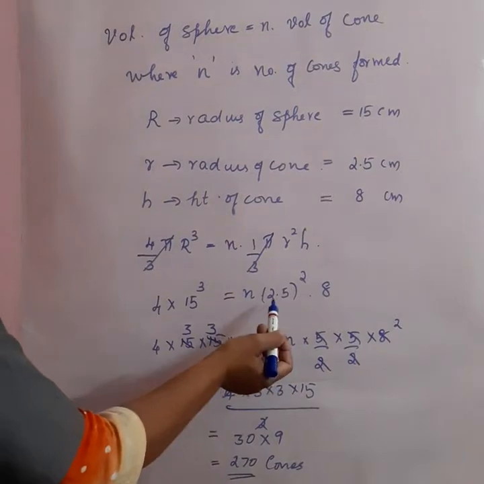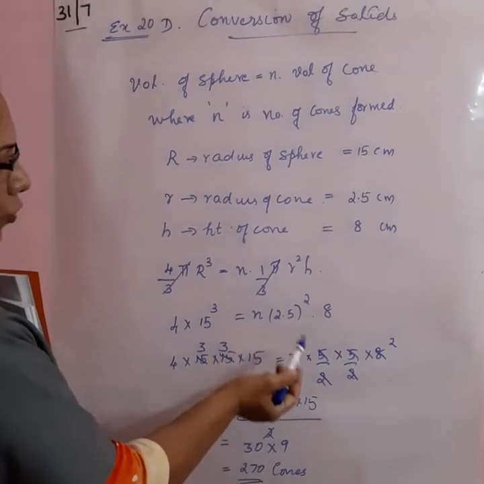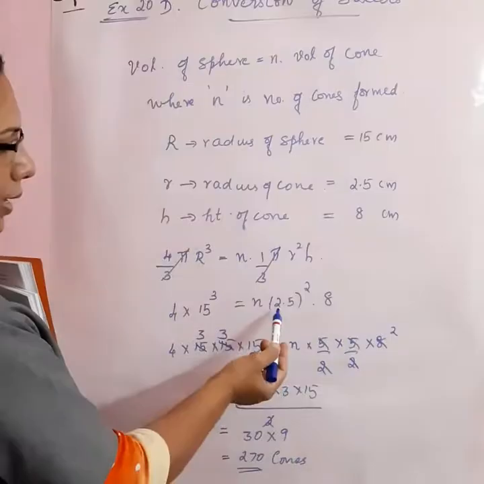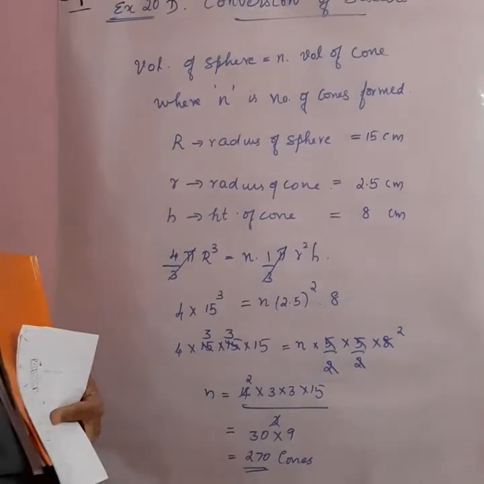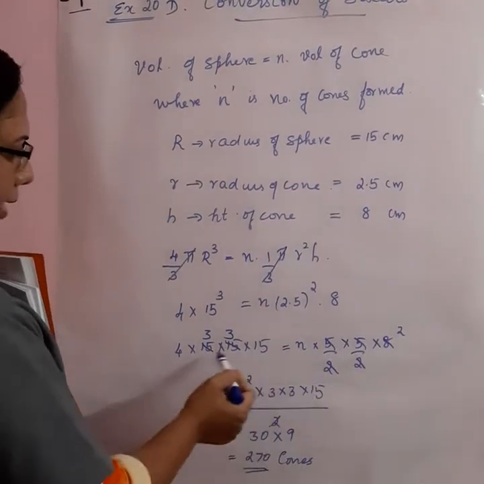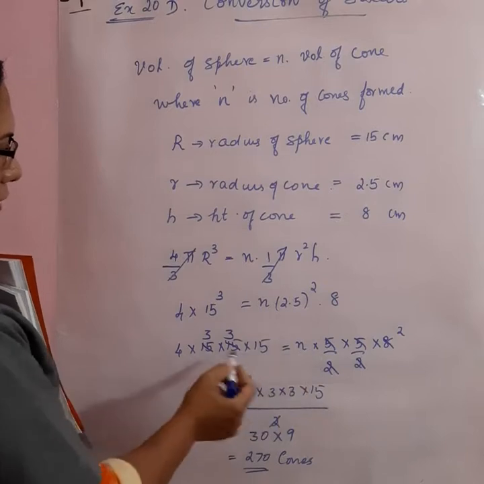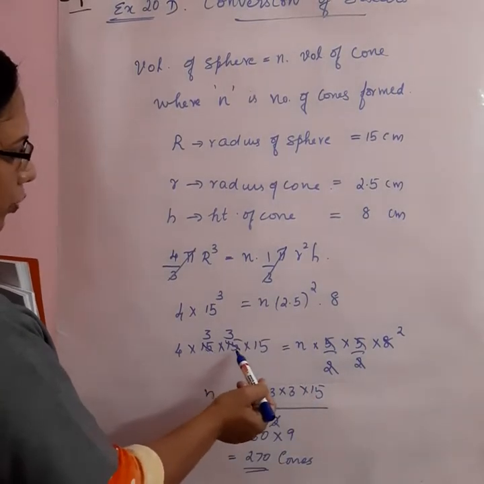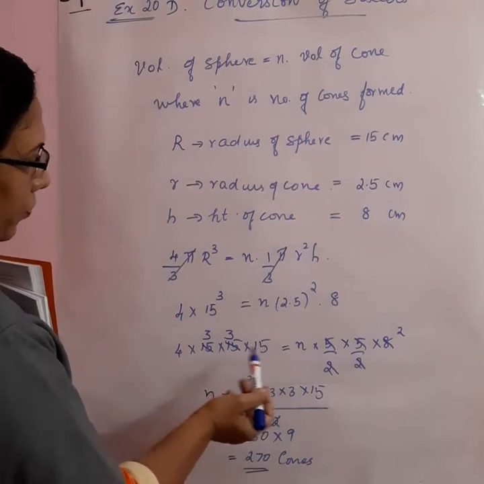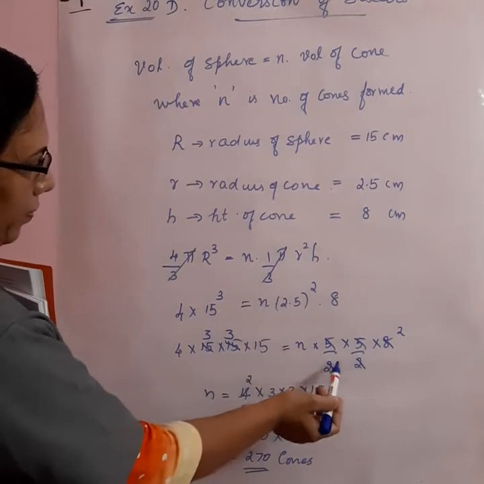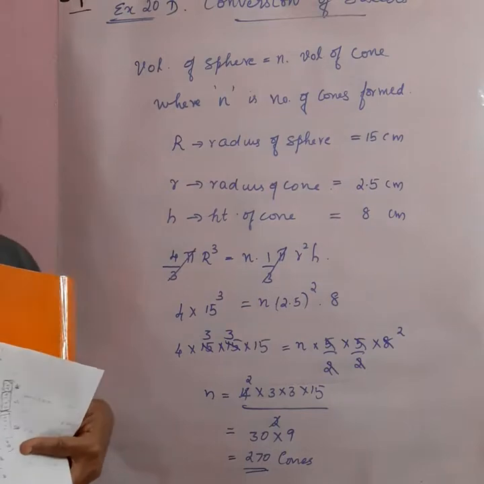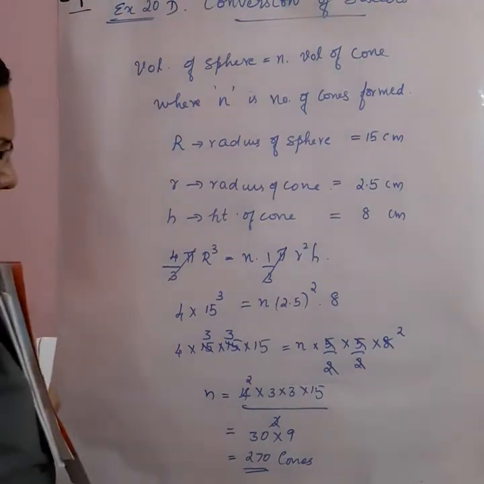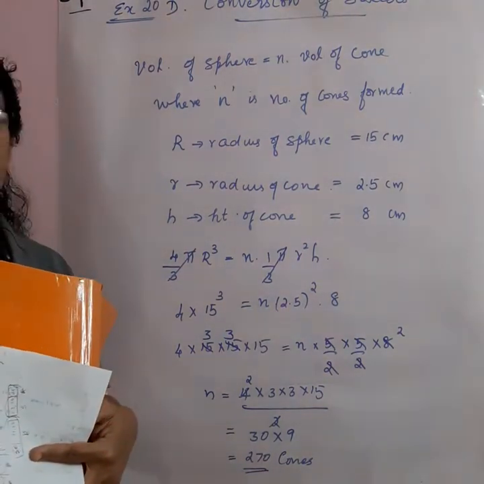See children, for easy calculation I changed the decimal 2.5 and wrote it as 5 by 2. 5 by 2 is 2.5. And then you can cancel 5 and 5 on both sides. It goes thrice. Or you can write n is equal to 4 into 15 into 15 into 15 divided by 5 into 5 into 8, then again multiplied by 2 into 4. Any method you can do the calculation, it should be easy. So you get n is equal to 270 cones.